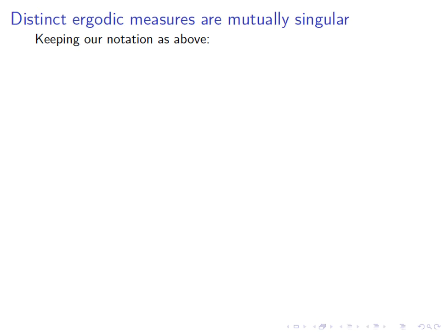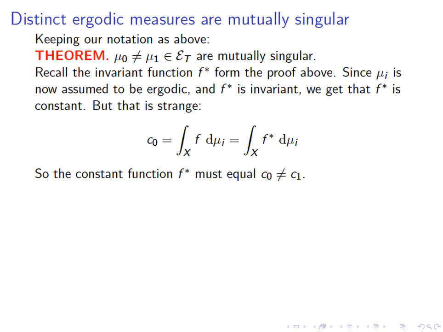Now, the reason we're mentioning this is that when we have distinct ergodic measures, they are necessarily mutually singular. So this is the statement of the theorem. You have mu0 and mu1 distinct. Both of them are extremal, which is the same as saying both of them are ergodic. And the claim is that then they're mutually singular.